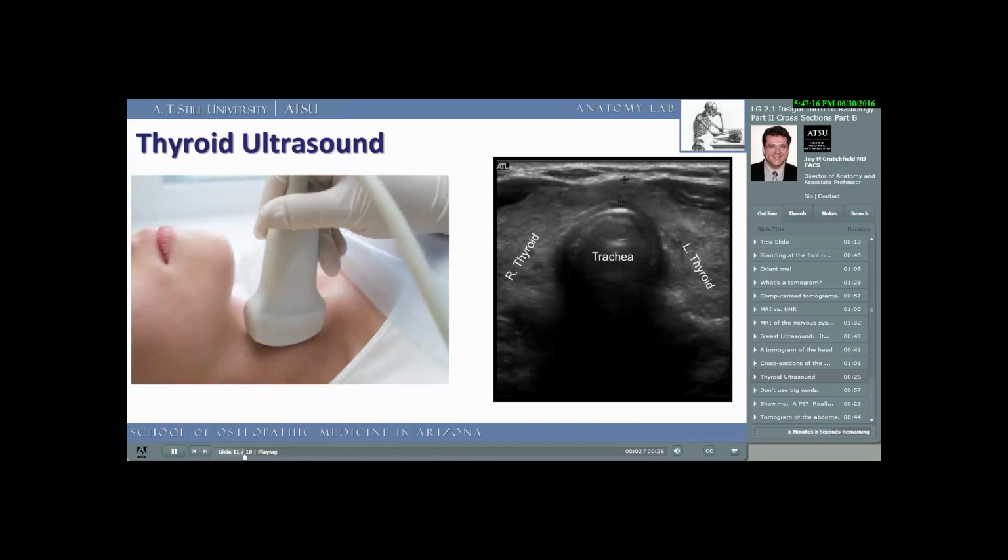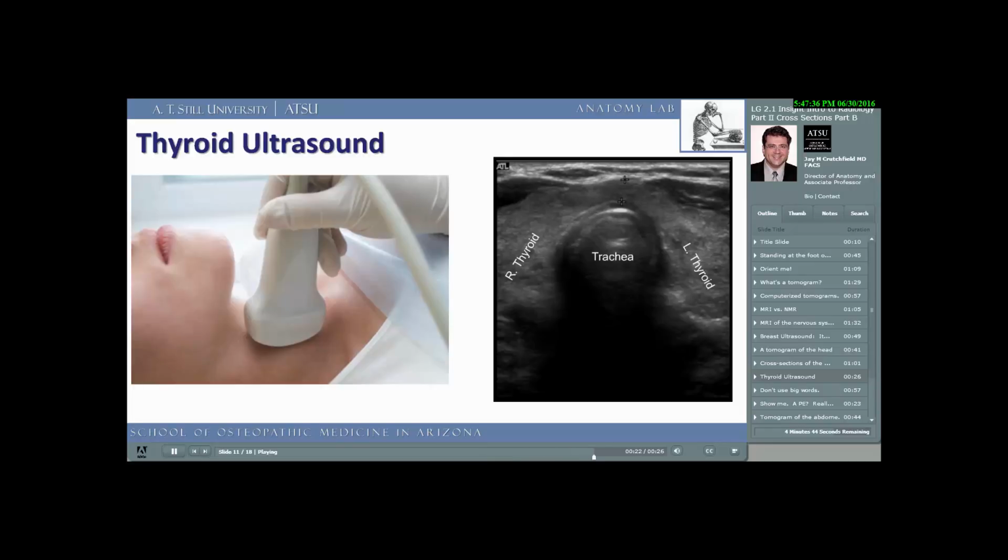We've spoken about ultrasonography of the breast. Here, there's ultrasound of the thyroid. You just saw a CT scan of the thyroid in cross-section. Now, with ultrasonography, we see another way in which cross-sectional images are used. The trachea is in the center, and the thyroid gland is seen overlying the trachea.